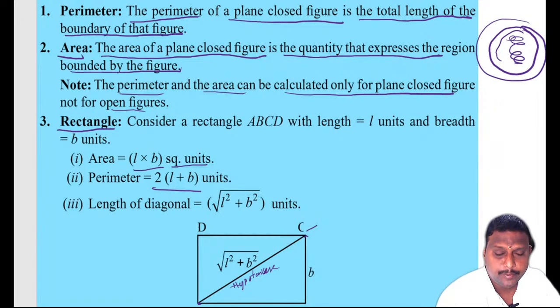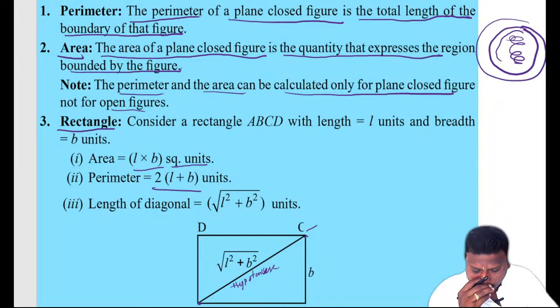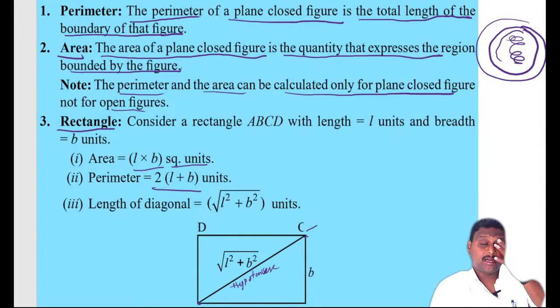We will discuss the Pythagoras theorem in theorems. Okay. So regarding the rectangle, what do we need to remember? Area of rectangle is L into B. Perimeter of the rectangle is 2 of L plus B. Length of the diagonal is square root of L square plus B square. These are very important. After the class, we will send the recorded class to you. On that, pause here and make the notes.